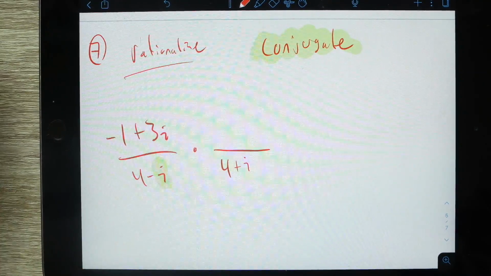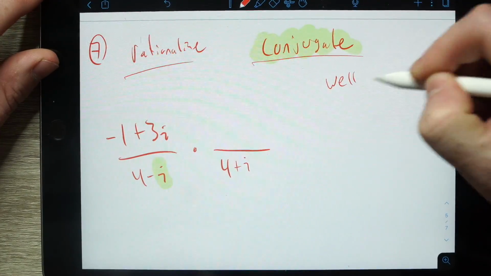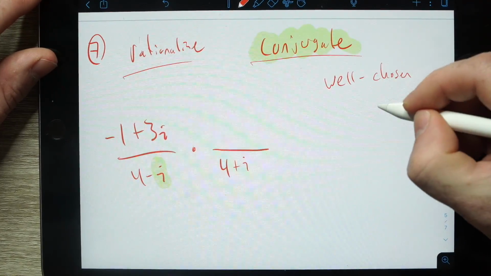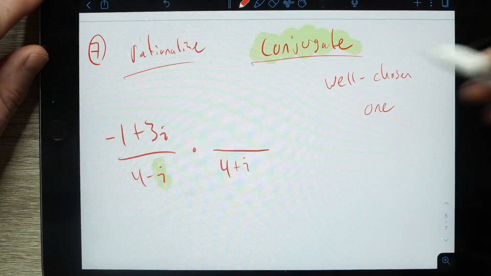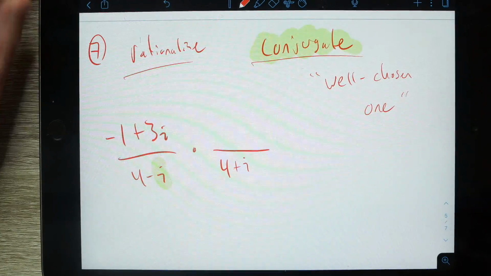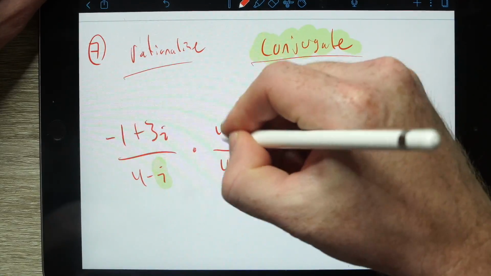So what we have to do is use something called the conjugate, which is really just the number 1, but it's a well-chosen number 1. You might hear the phrase "well-chosen 1." Anything over itself is equal to 1, right? Like x over x or x plus 2 over x plus 2. It doesn't really matter how you word it. Anything over its identical self is equal to the number 1. So that's still the case here.